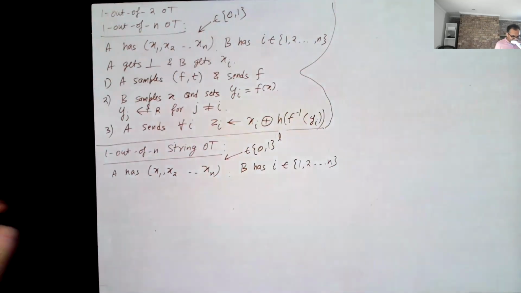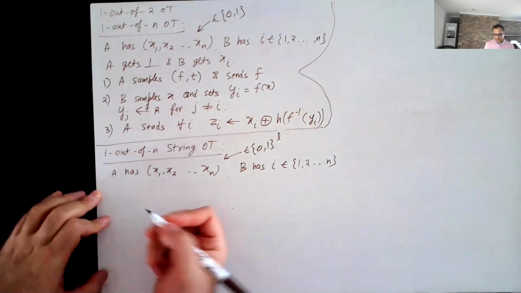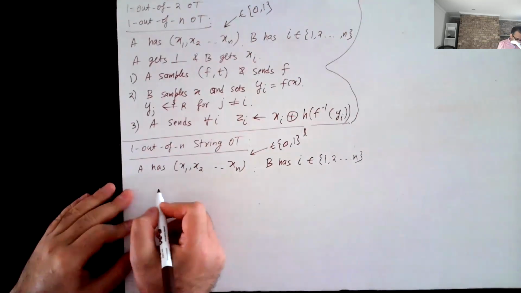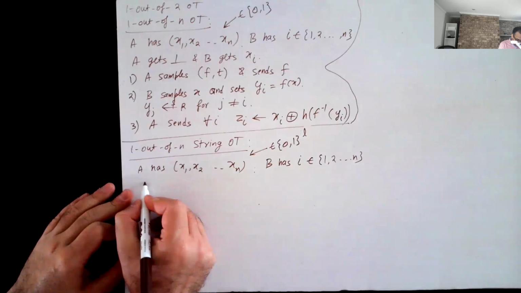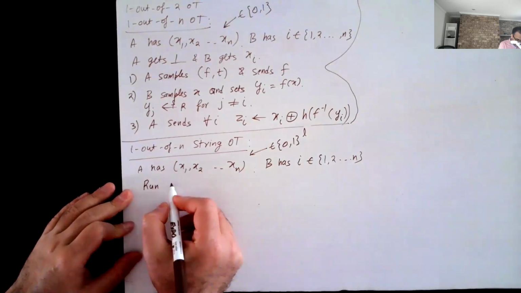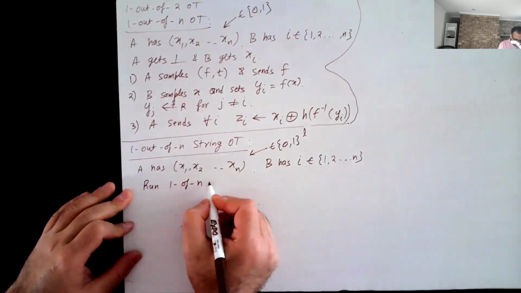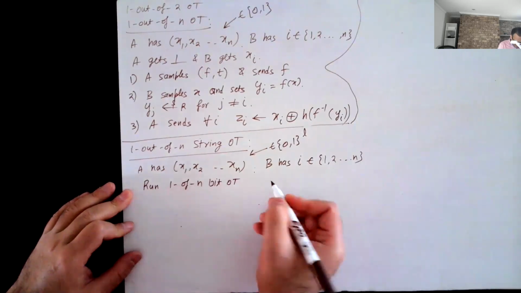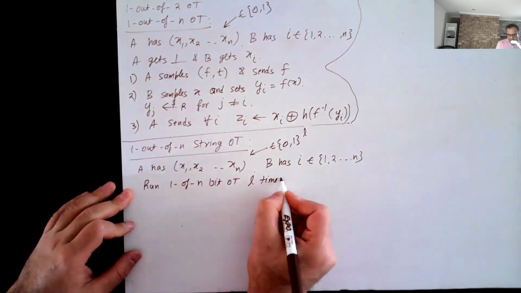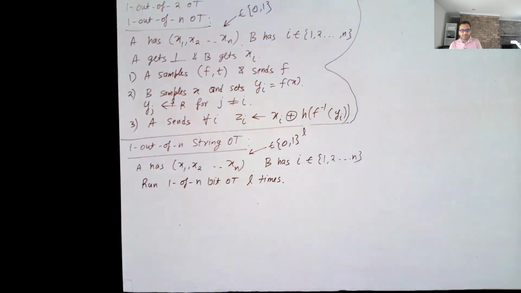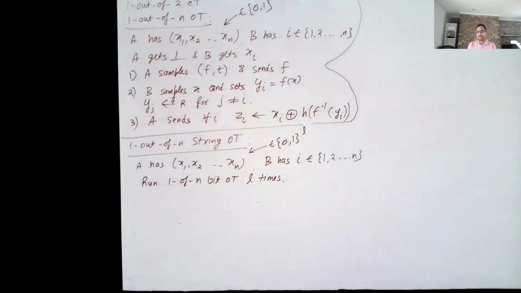And here basically the idea is what Rohan was pointing out earlier. So run 1 out of n bit OT L times. So this is very simple, right? When you run it for the first time, the receiver learns the first bit of xi, then the receiver learns the second bit of xi, and so on.